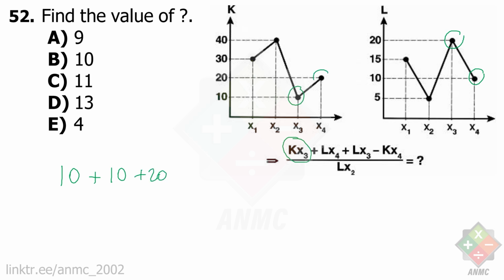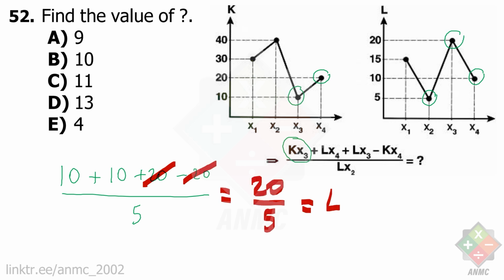K times 4 is also 20, but minus 20 over L times 2. L times 2 is here. It is 5. Let's do simplification, and 20 over 5 is equal to 4. The answer is E.